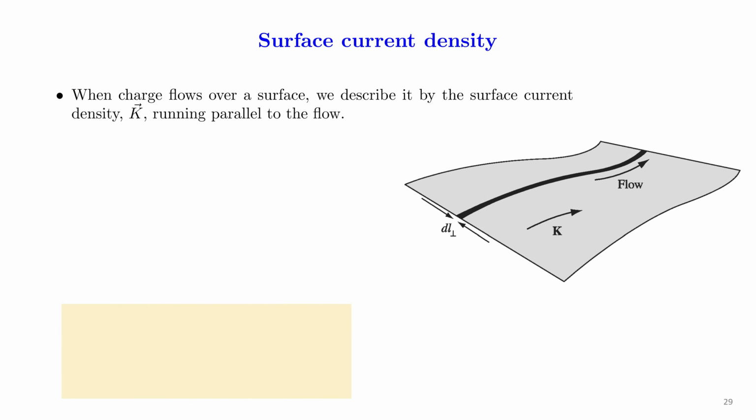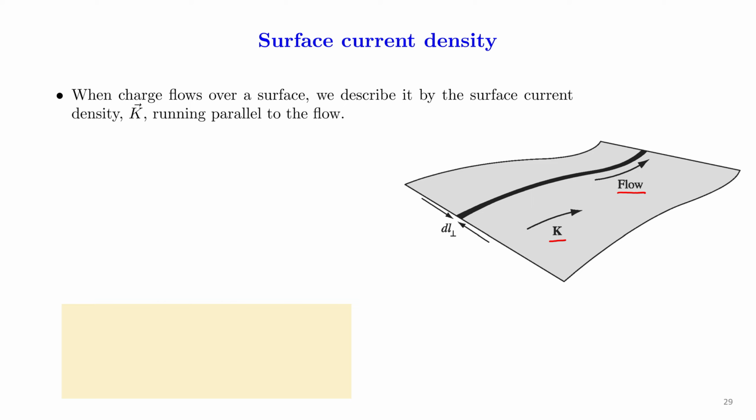Moving to the second configuration of current, this is known as surface current. A surface current flows on a very thin surface, as you see in this figure. The thickness of the surface is infinitesimally small. When a charge flows over the surface, we describe it by the surface current density K running parallel to the flow. So you can see the flow is towards the right, and we define a new entity known as the surface current density K that is running parallel to the flow.